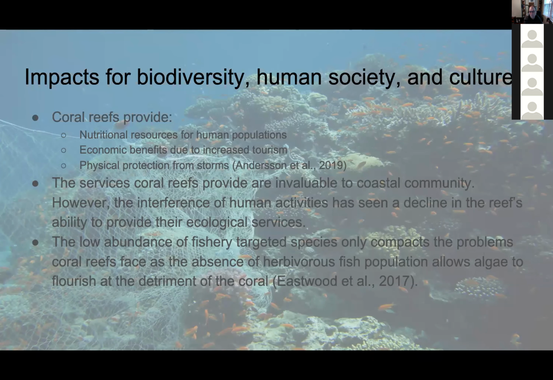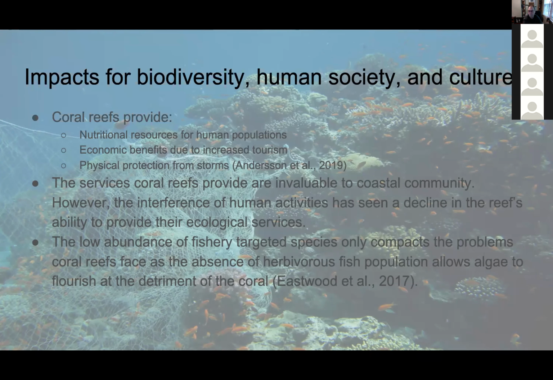And so this decline has had some disastrous impacts on the human communities that relied on the reefs for their nutritional resources, economic benefits, and physical protection from disaster events such as storms. As more people relied on unsustainable fishing practices such as trawling or cyanide fishing, the corals were less likely to bounce back. Once the reef's population size begins to dwindle, the economic benefits that the reefs provided also declined.